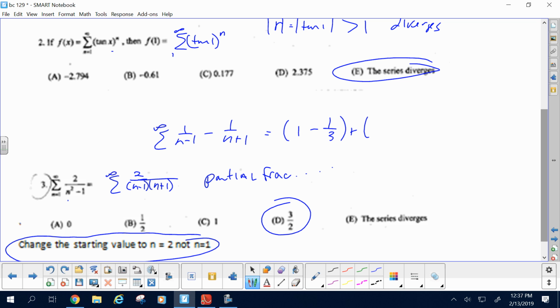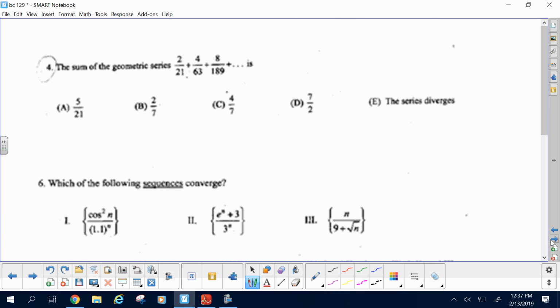Plus 1/2 minus a 4th, no collapsing yet. 1/3 minus a 5th, now we're starting to see collapsing. The 1 and the 1/2 are the things that don't collapse, so 1 1/2 is left. If I were proving the convergence, I would have to do a partial sum formula. But because the question is just what does it converge to, if you see the collapsing, that's fine. Okay, 4 is B. I got that. 6.